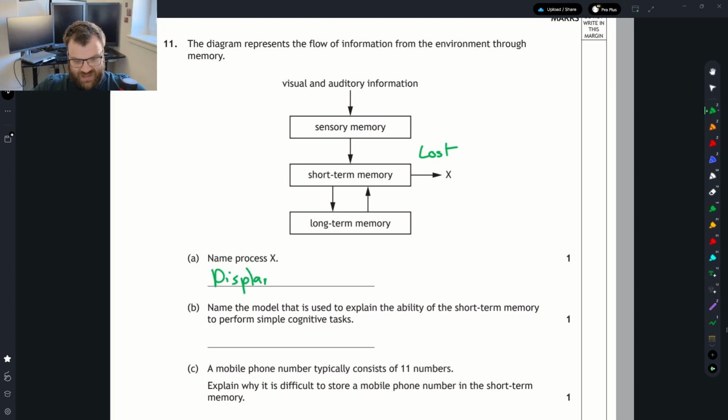We're displacing it out of our short-term memory, not keeping it in the long term. Name the model that's used to explain the ability of short-term memory to perform simple cognitive functions. This would be your working memory, but it can get filled up if you get overwhelmed with having to try and do too much at one time.